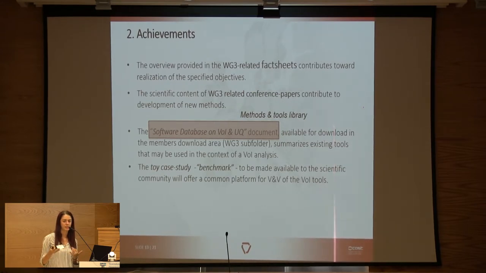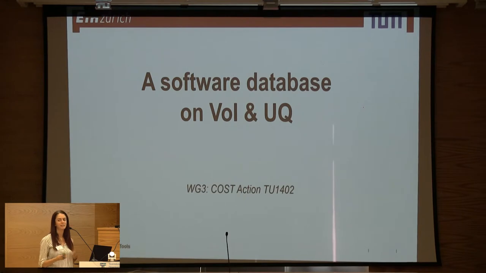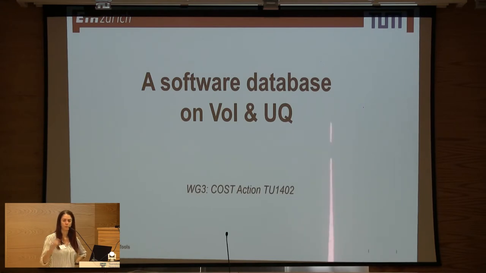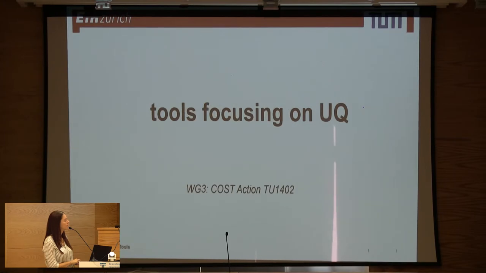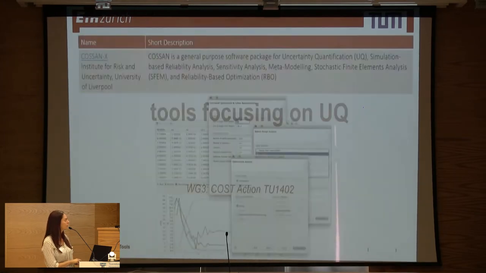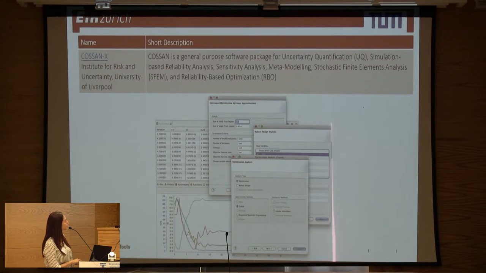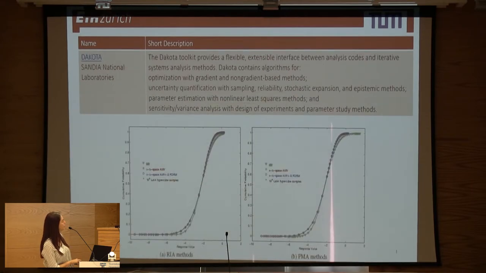So you will find it in the working group 3 folder. What essentially this does is collect, in one place, some of the tools that are available that we could identify that could be used in different components of the process of the value of information diagram. I won't go through this extensively because it was presented also in COMO, but I will show you an example of the use of such a tool.